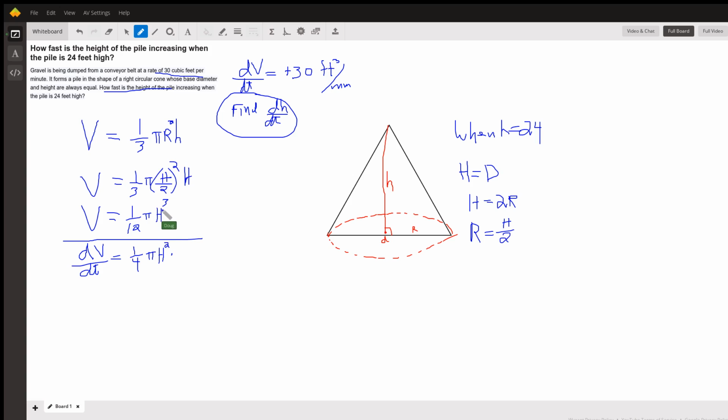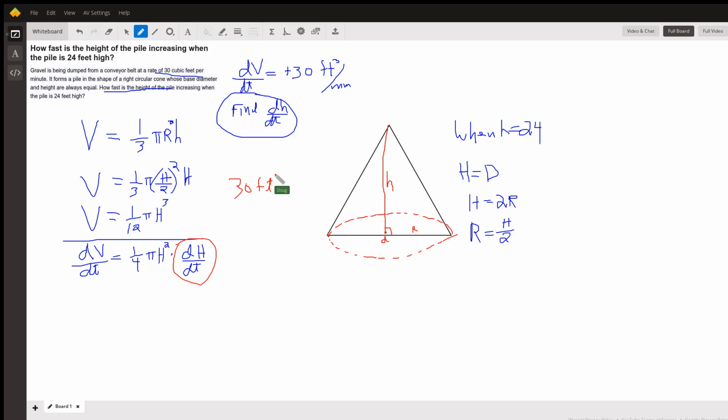This h is depending on t. So it's some function of t, we just don't know what it looks like. So the derivative of h with respect to t. So there's our formula that relates the rate of change of the volume with the rate of change of the height. We know that this is what we want to find, dH/dt. So when h is 24, we know that dV/dt is 30 cubic feet per minute.